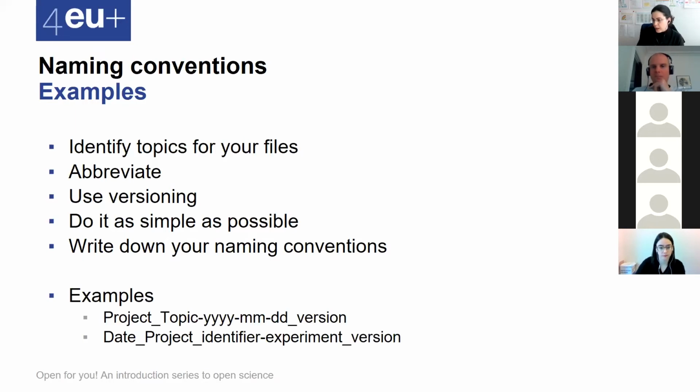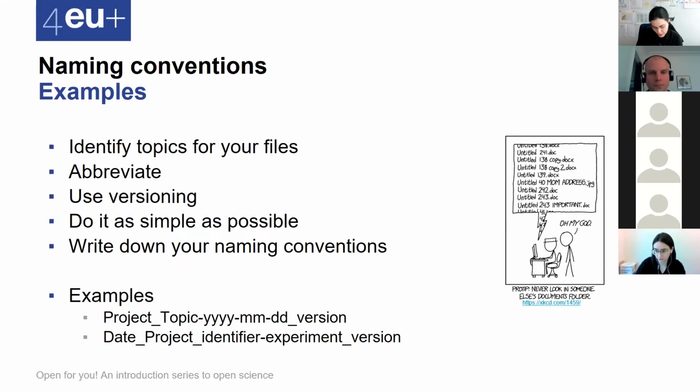Two examples: you can name it with the name of the project, the topic, the date, and the version, or another solution is to begin with the date, then the project, then an identifier and the version. So a tip: never name your files like that.